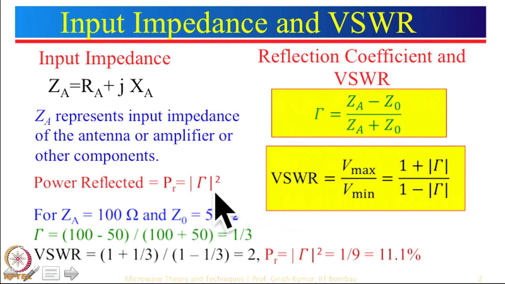And we had also seen that if the load impedance does not match with the characteristic impedance, then power reflected is not 0, but it has a finite value. Ideally, we would like power reflected to be equal to 0 or as low as possible.